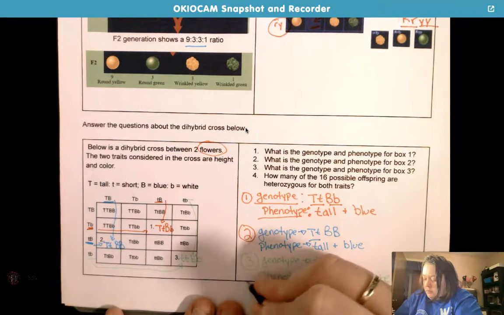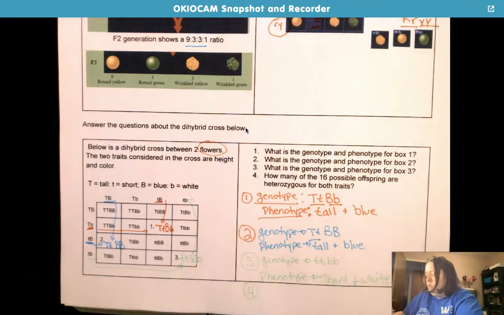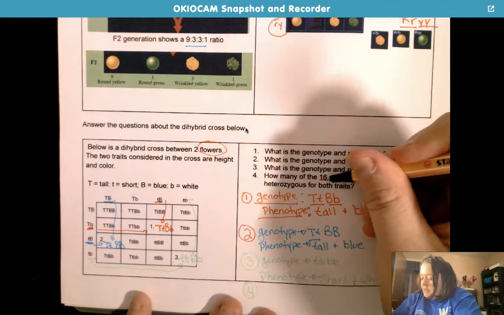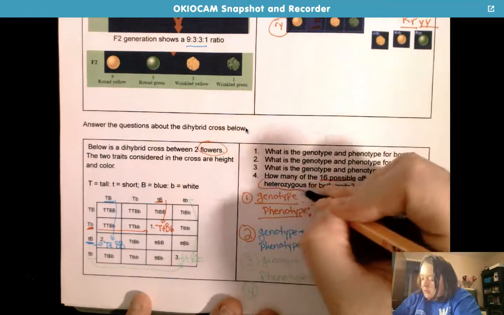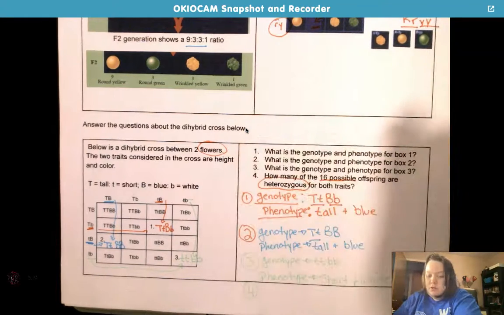And then question number 4, I'll change colors again just to one that's a little darker. How many of the 16 possible offspring are heterozygous for both traits?